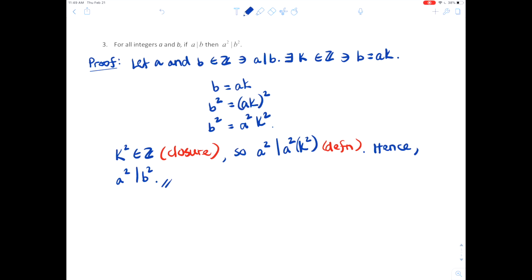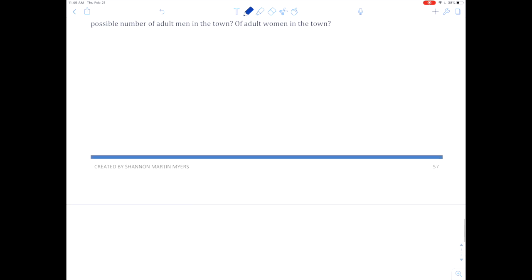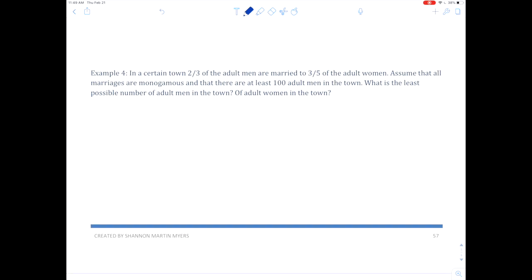Awesome. All right. So now, last example for this section, I think. Yep. Let's apply this. In a certain town, 2/3 of the adult men are married to 3/5 of the adult women. Assume that all marriages are monogamous and that there are at least 100 adult men in the town. What is the least possible number of adult men in the town? How about adult women? So let's check it out.